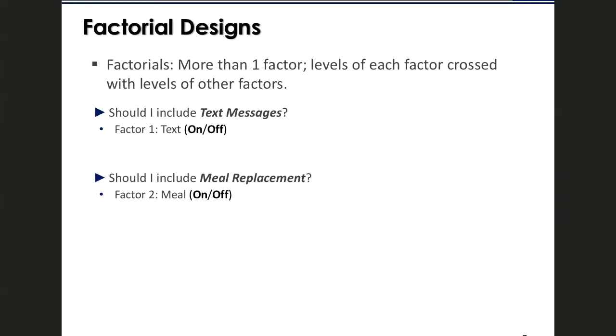So why is it 2 by 2? It's a 2 by 2 because we take the two levels of text messages and the two levels of meal replacement, right? 2 by 2. We cross them. And this will give us a design with how many experimental conditions? How many? 4. You'll see that in a second.